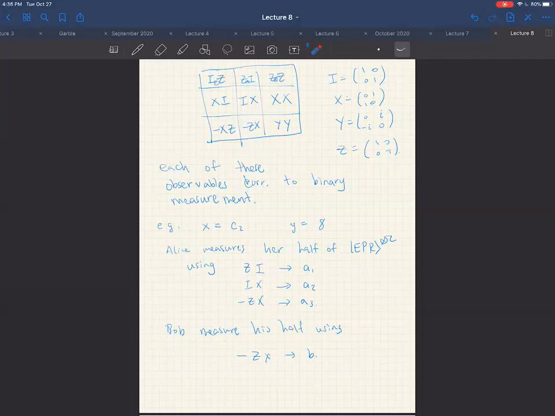Now, the other part of the winning condition is that Alice's three bits have to satisfy the parity constraint. And the reason that this is always satisfied is because another relationship that these observables satisfy is that if you look in any column, if you multiply the observables together, you actually get minus identity. So let me write that here.